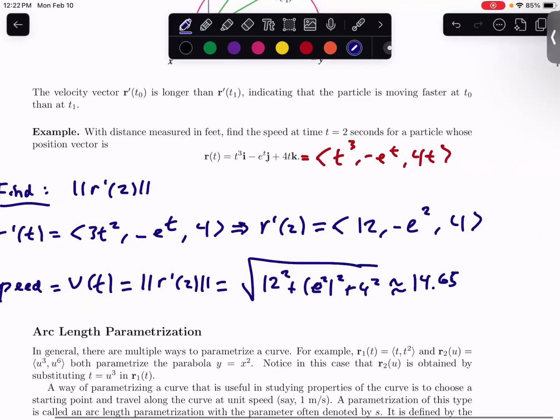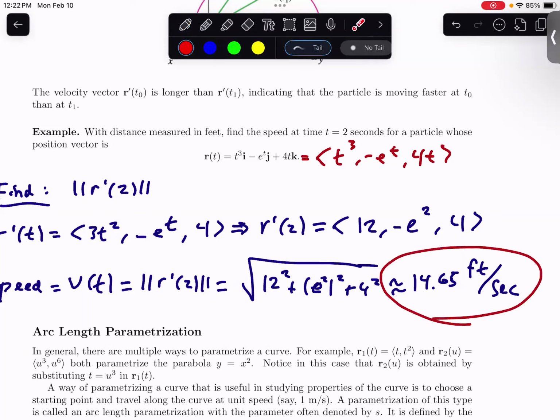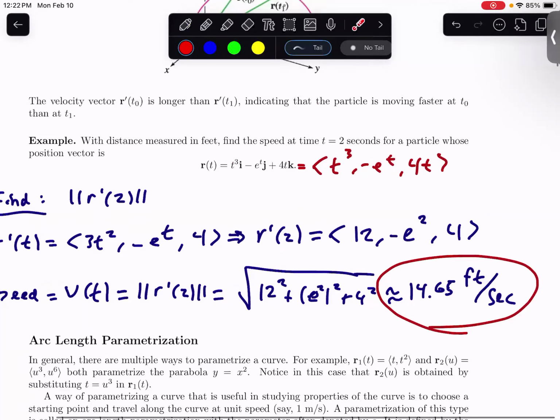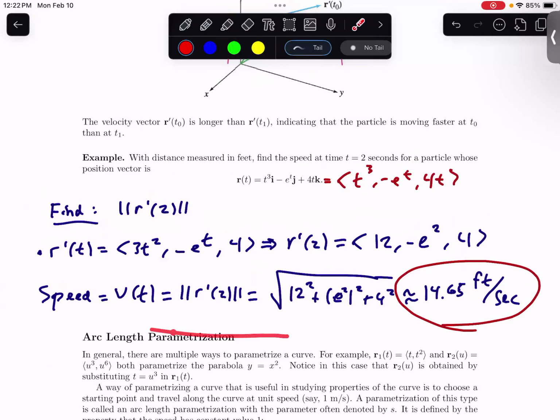The units: we're calculating the speed, it's saying we're measuring in feet, and I'm assuming the time is in seconds, so I'll say this is feet per second. I'm not a major stickler for units on the exam. As long as you get the number, I don't really care about the units. I just want to make sure you have either one written down on the exam. Any questions about this example?